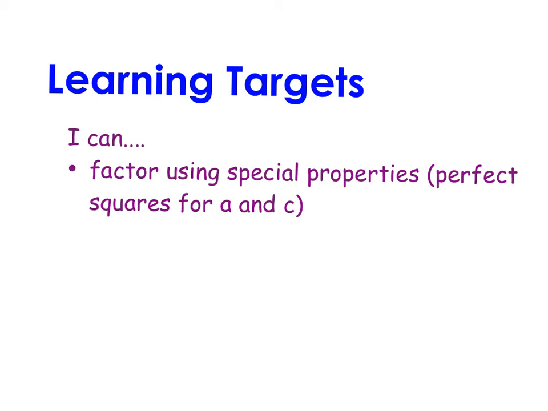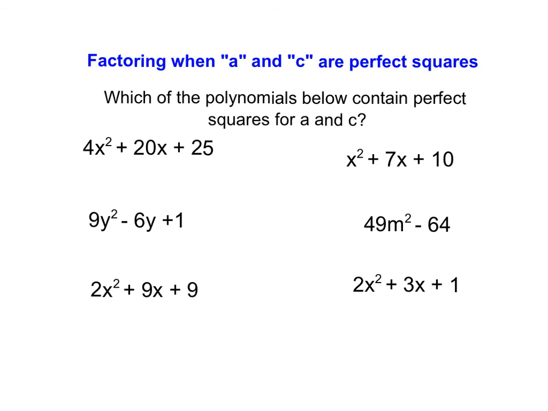In this video, we're going to learn a special factoring strategy that occurs when our A and C values are equal to perfect square values. The strategy that we're going to be discussing can only be used when A and C are perfect squares. So for the 6 situations below, we're going to decide for which of these A and C are perfect squares.